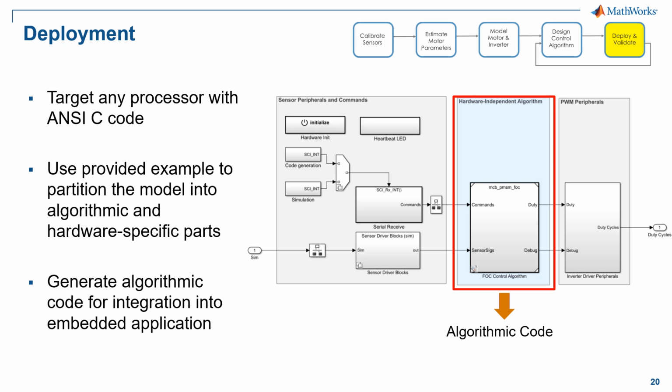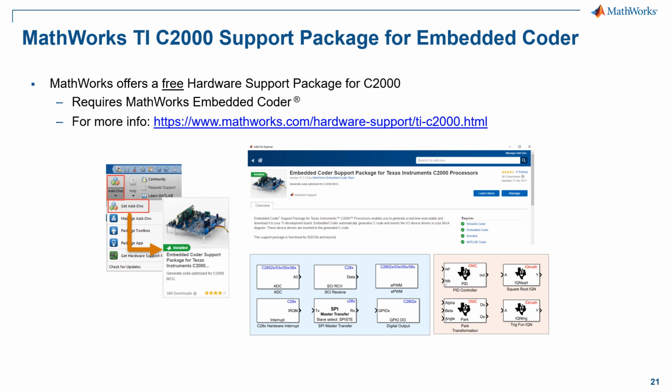So the key point here is you can generate algorithmic code that includes current and speed loop control and integrate this code into your motor control application. The benefit of taking algorithmic code is you can swap the code and pass it to any other target processor. MathWorks has offered the TI C2000 hardware support package for generating embedded code. It is an add-on, free hardware support package.